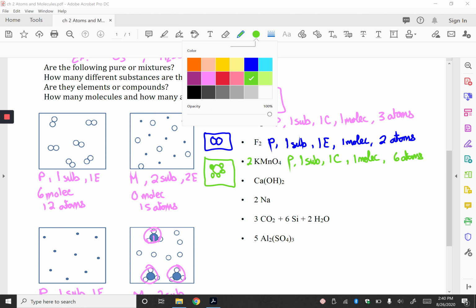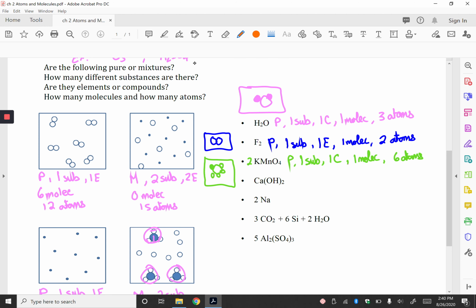Okay. Let's go to the next one, CaOH2. So, just like all the other ones, that looks like a pure substance. There's only one substance there, which is a compound. And I have one molecule of that compound. And how many atoms?